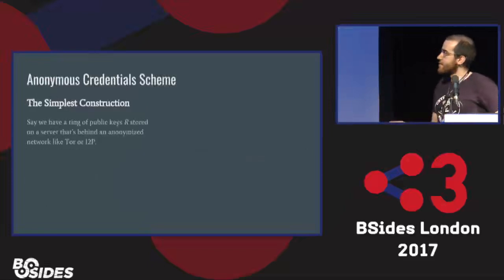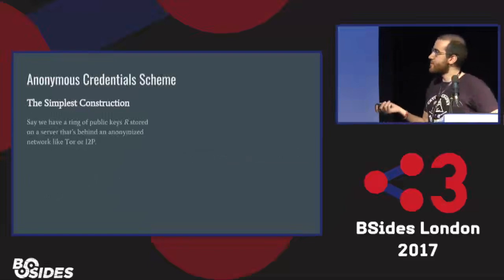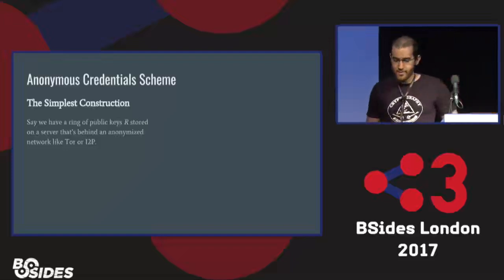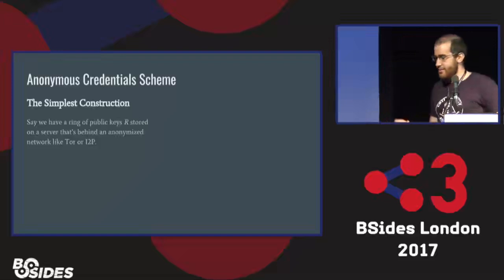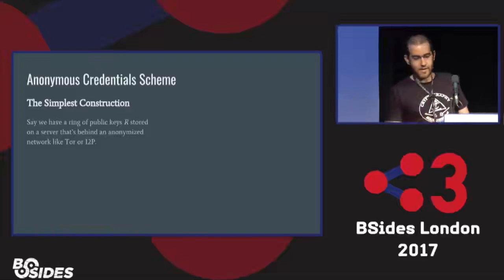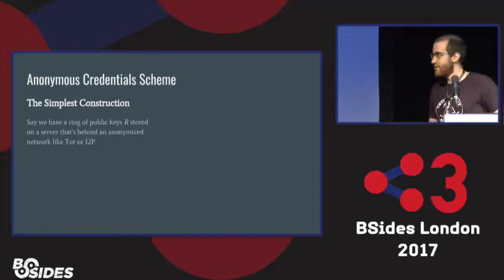So here's the simplest construction where you could use the scheme. Say we have a ring of public keys R stored on a server that's behind an anonymized layer like Tor or I2P. If you have ever run hidden services, you know that if you're running a forum, one of the huge pains is getting flooded, because every single user looks like they're coming from localhost, right? So you have no idea.